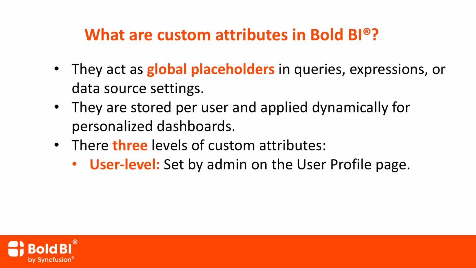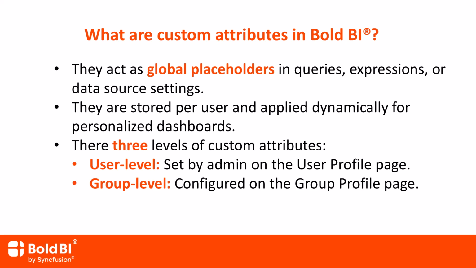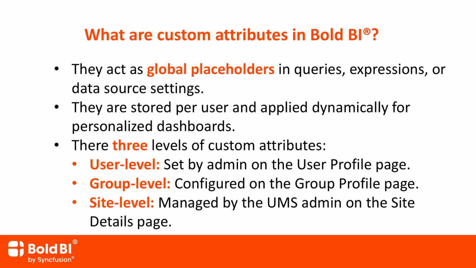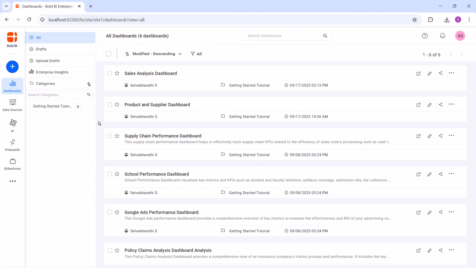User-level attributes can be set by the site administrator on the user's profile page. Group-level attributes are configured on the group profile page. Site-level attributes are managed by the UMS administrator on the site details page. In this demo, I will configure a custom attribute using a dynamic connection string.